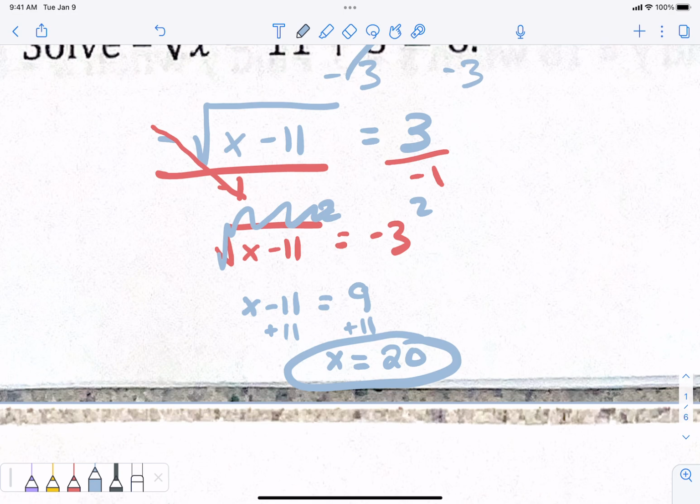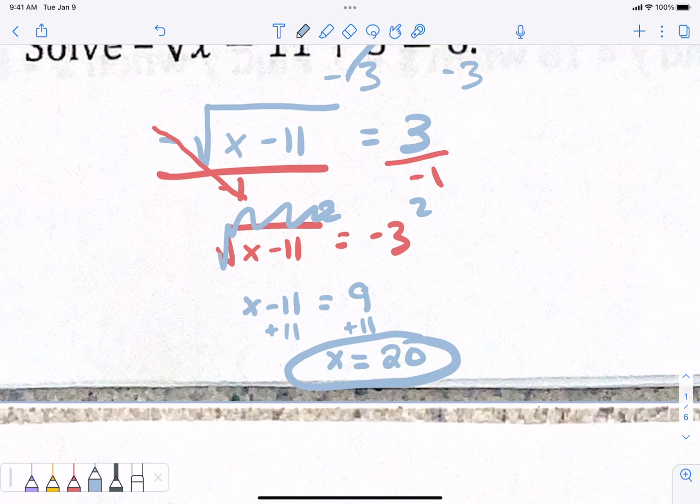Boom, first page, done. The inverse ones, I hate them. Well, then you better study those.